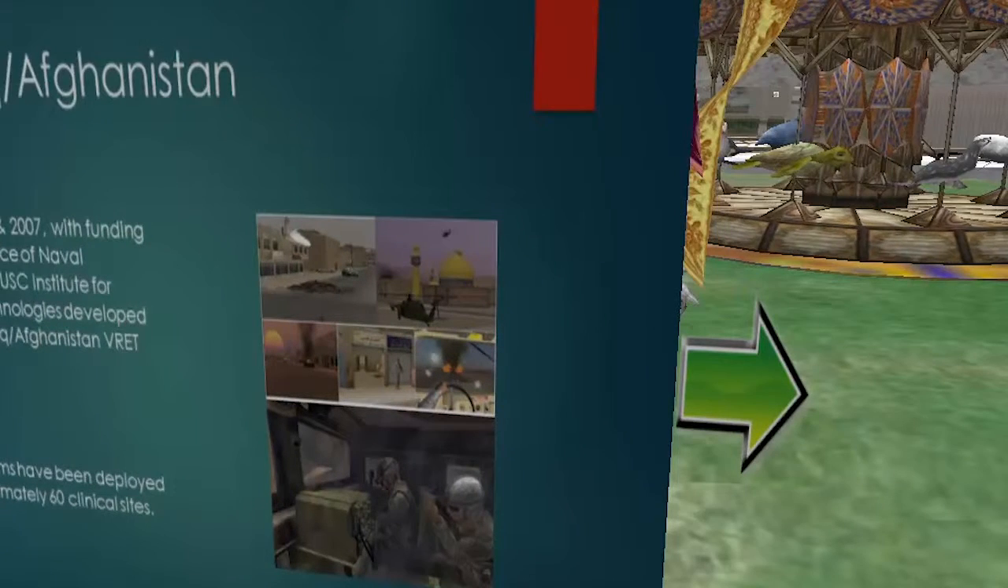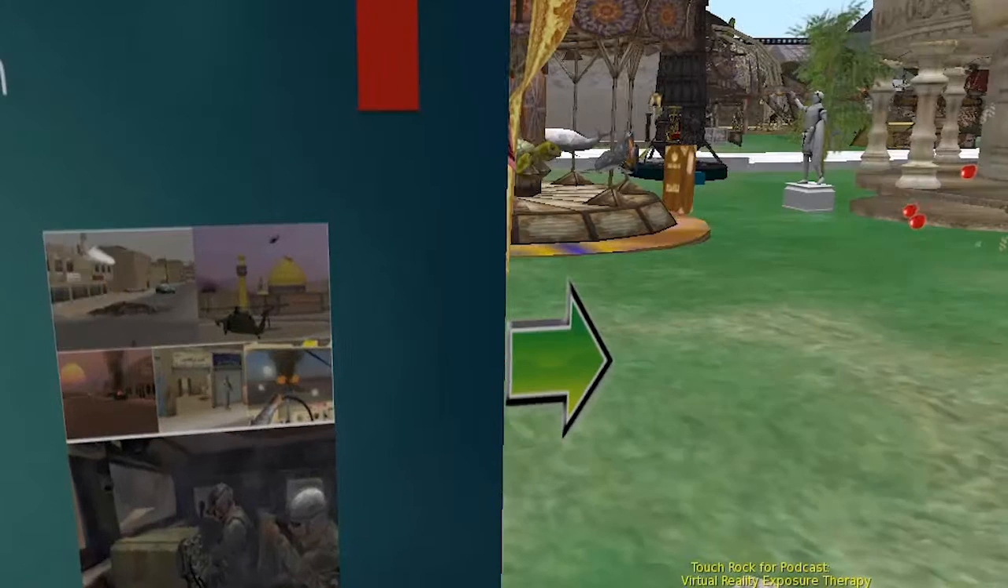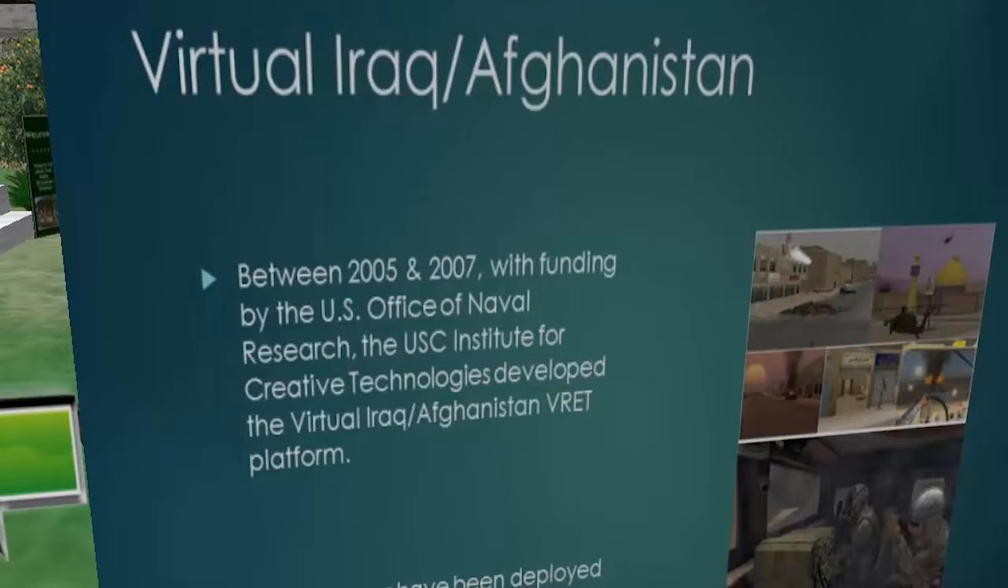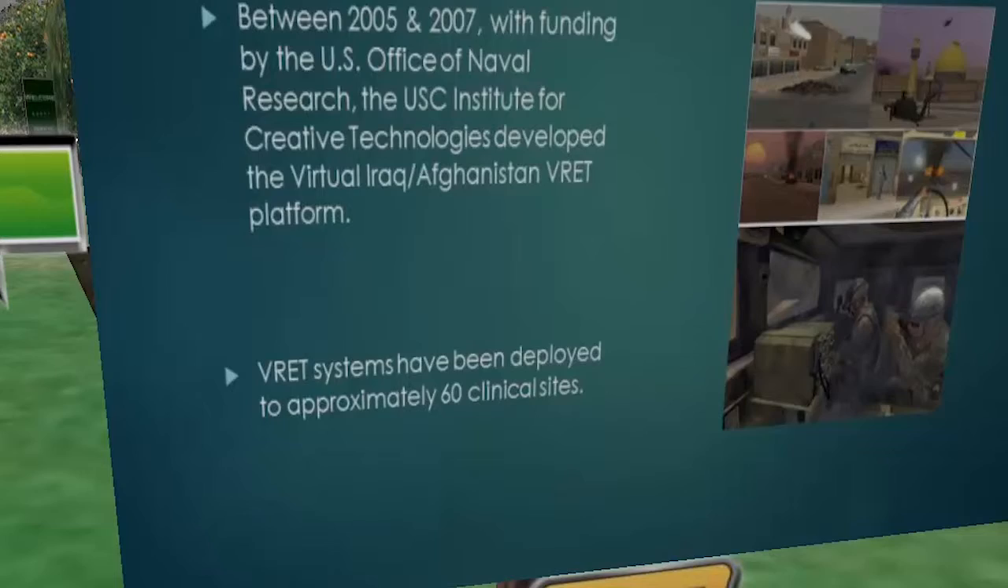Recognizing that behavioral therapies would have to adjust in order to provide effective and quality care to a new generation of veterans, the USC Institute for Creative Technologies, funded by the U.S. Office of Naval Research, developed the Virtual Iraq-Afghanistan VRET system between the years 2005 and 2007.